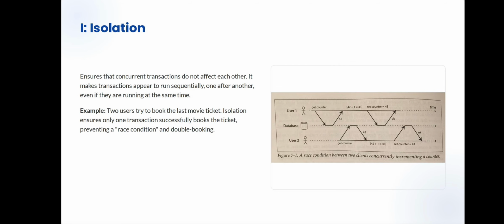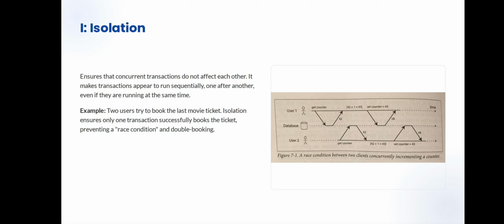Next one is isolation. Isolation ensures that concurrent transactions happening at the same time do not interfere with one another. Each transaction behaves as if it is the only one accessing the data. Why do we need it? To prevent incorrect results when multiple users update simultaneously.